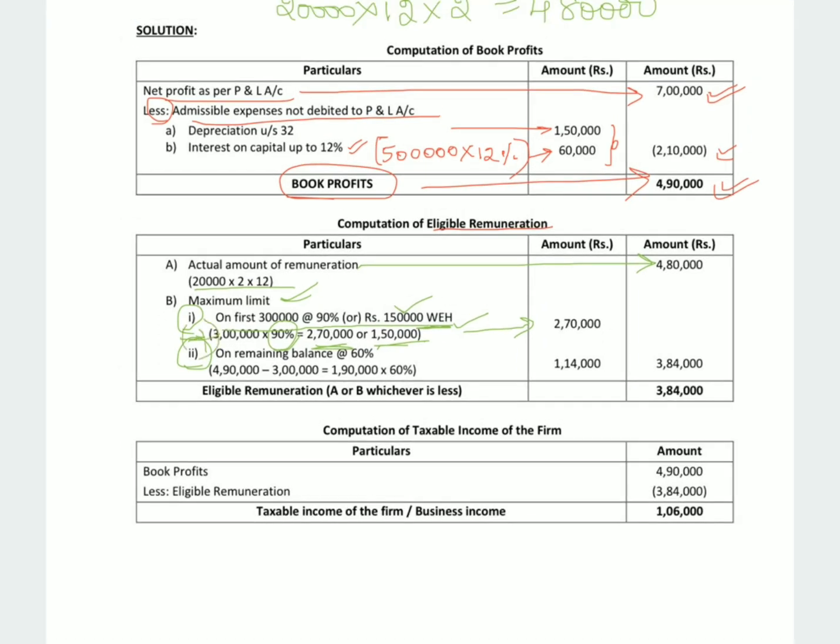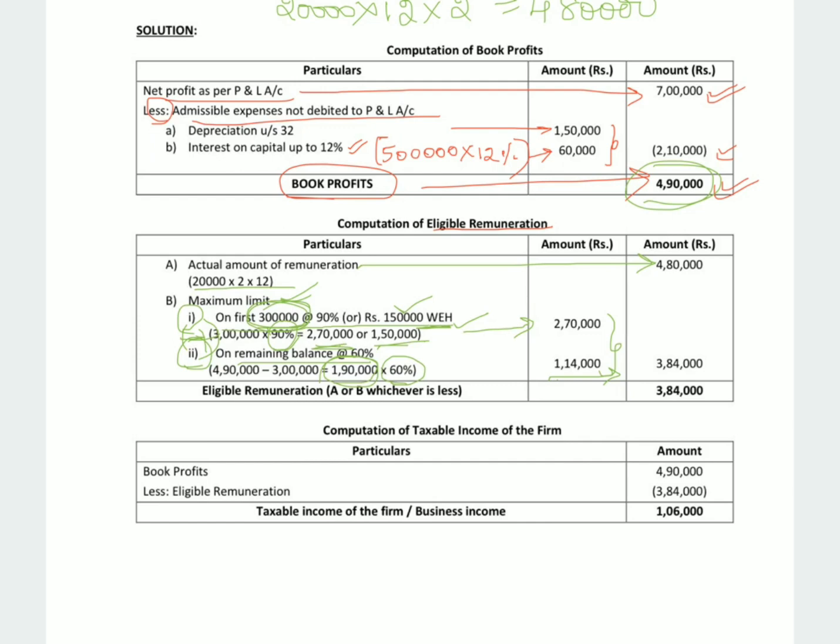Now on the remaining balance, that is 4,90,000 minus whatever you have considered as the first 3 lakh here. Now the remaining value, that is 1,90,000 into 60%. The standard rate of 60% comes to 1,14,000. So when you sum up these two values, the total value that you get is 3,84,000.